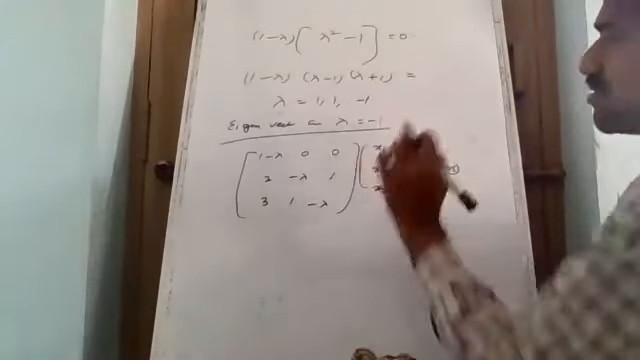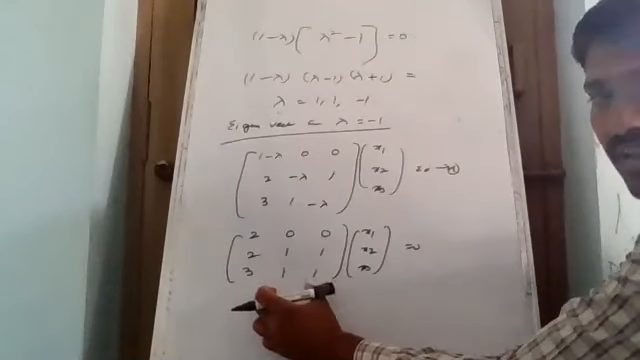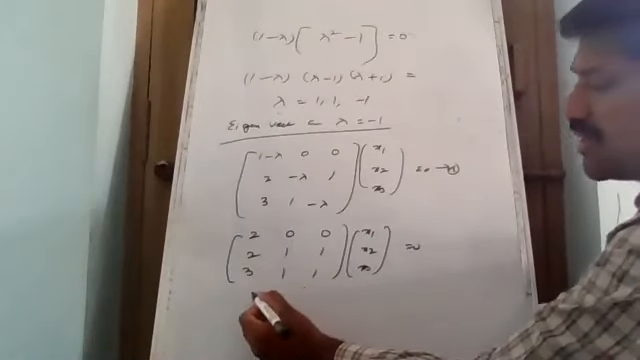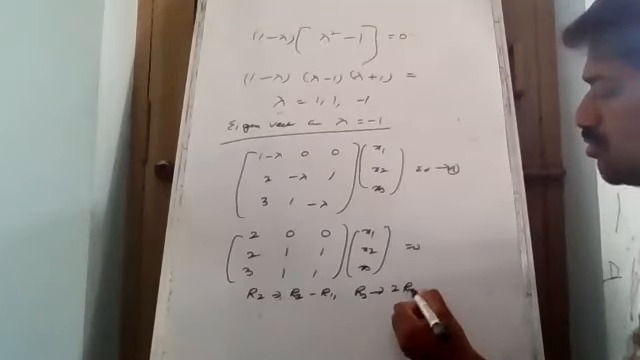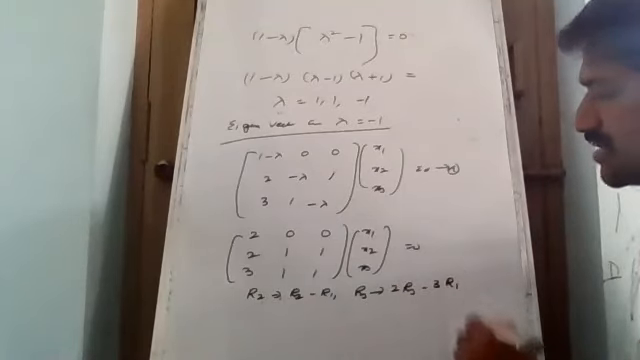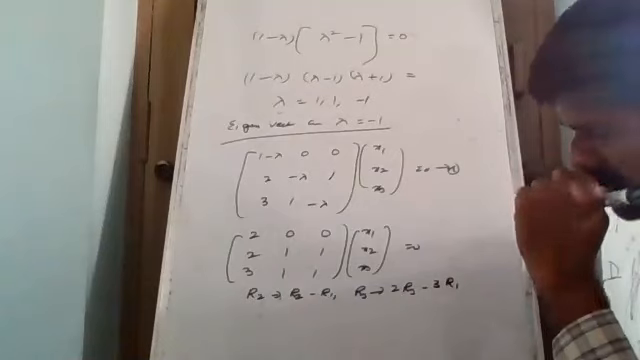The matrix is 3, 1, 2, 1, 1, 3, 1, 1 into x1, x2, x3 is equal to 0. Now reduce the matrix A minus lambda into echelon form. What are the row operations here? I am using R2 gives R2 minus R1 and R3 gives 2R3 minus 3R1.